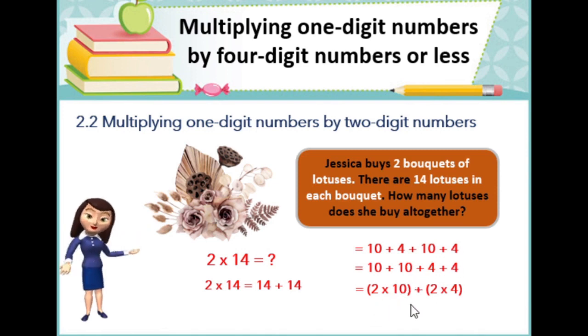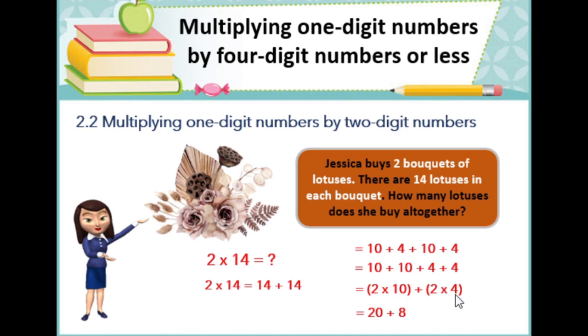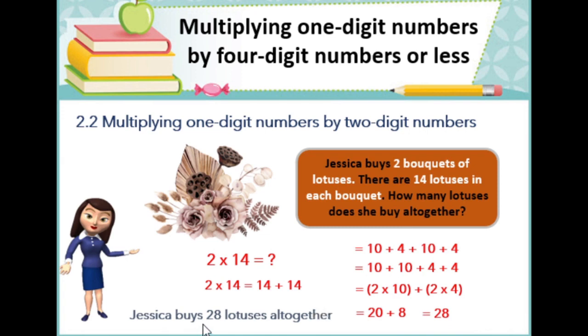Therefore, 2 times 10 equals 20. 2 times 4 equals 8. So 20 plus 8 equals 28. Okay. Now, Jessica buys 28 lotuses all together.